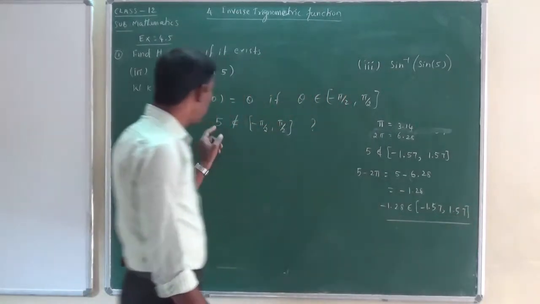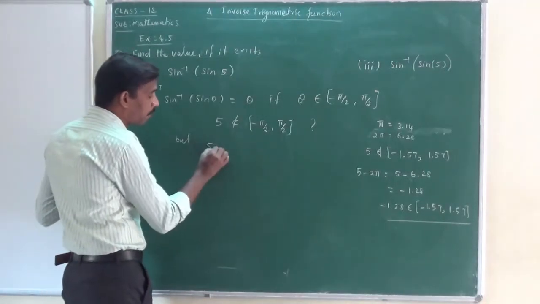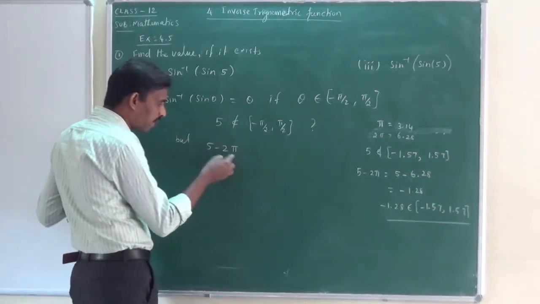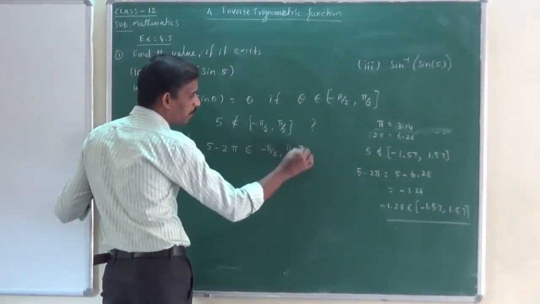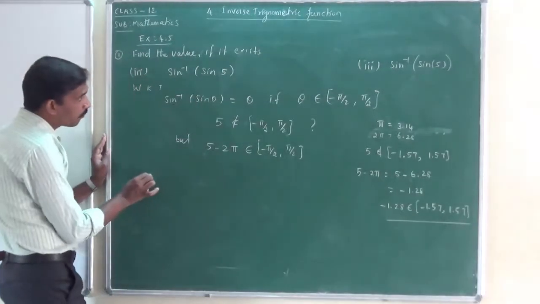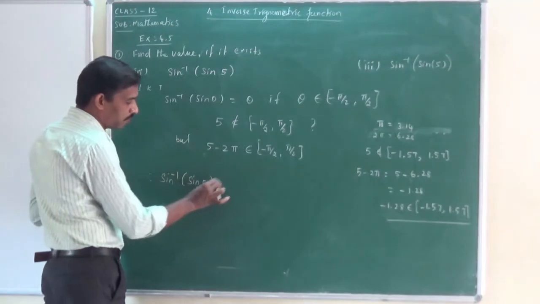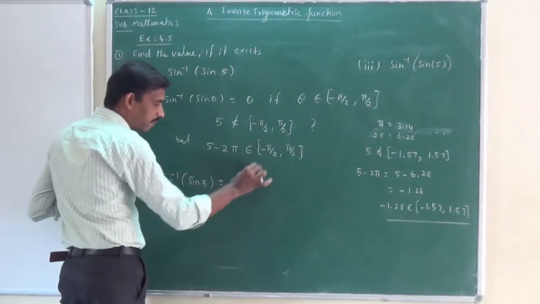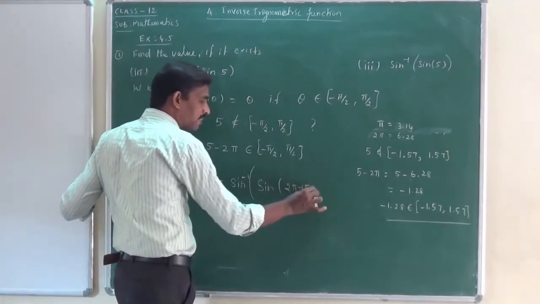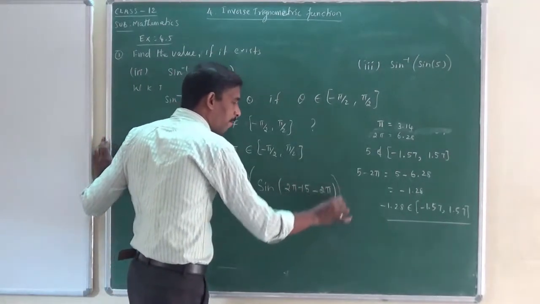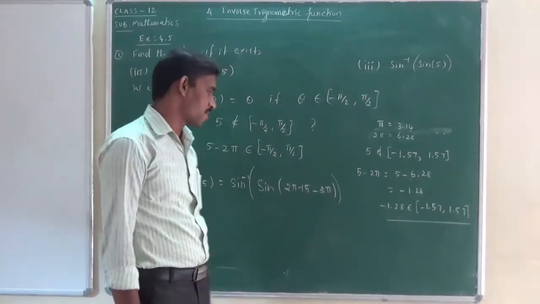5 does not belong to the interval minus pi by 2 to plus pi by 2. But if you subtract 2 pi from 5, it belongs to the interval of minus pi by 2 to plus pi by 2. So therefore I modify the expression: sin inverse of sin 5 is equal to sin inverse of sin of, I add 2 pi and then subtract 2 pi, then only the value doesn't change. So plus 2 pi minus 2 pi will be cancelled.